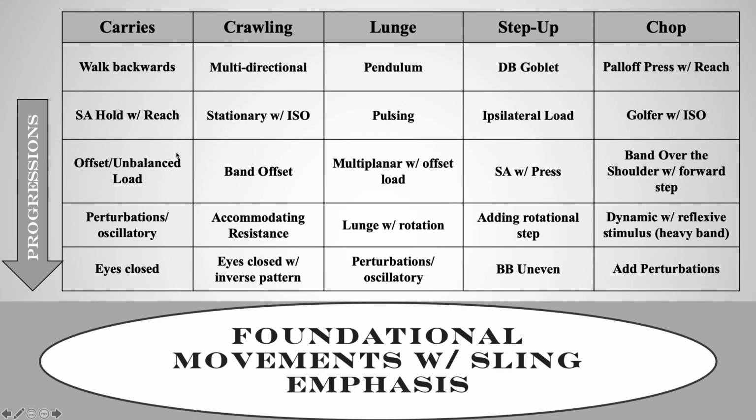Next progression, we're looking at introducing offsets or unevens. So, we look at a band offset on a crawl, attached around the waist to a fixed anchor point. For carries, it can be as simple as having a 75-pound dumbbell in one hand and a 25 in the other, or having a barbell overhead with 25 pounds on one side and nothing on the other.